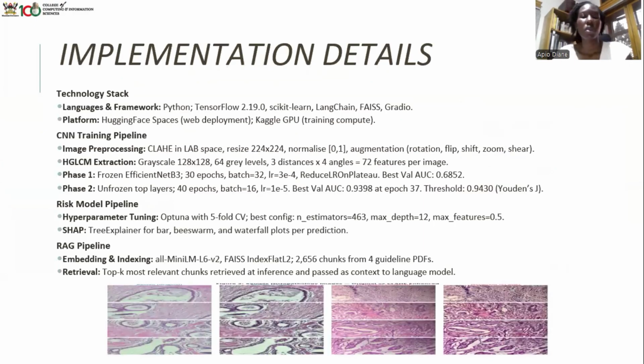Then we had our implementation. For this implementation, we used Python together with TensorFlow, FAISS, and also LangChain. Images were pre-processed using CLAHE enhancement, resizing, normalization, and augmentation to improve our model performance. The HGLCM extracted 72 texture features from each image, and the EfficientNet was trained in 2 phases, with fine-tuning significantly improving our classification performance. And then for the risk prediction, Optuna was used to optimize the model, and SHAP generated feature-level explanations.